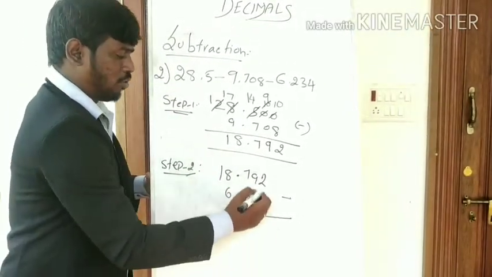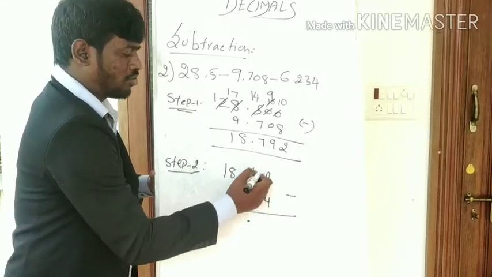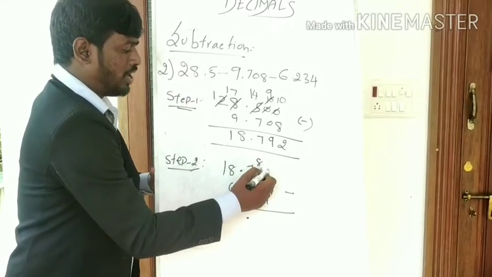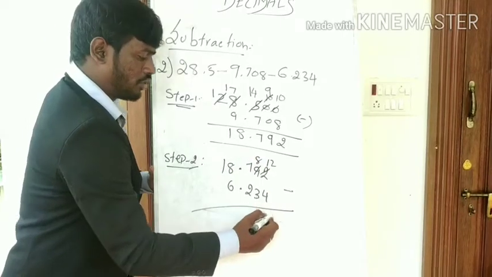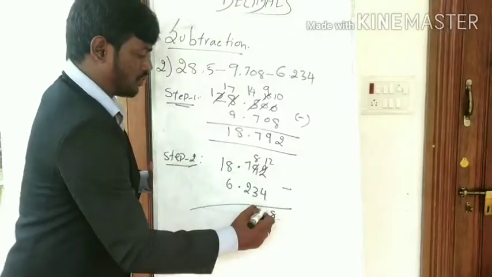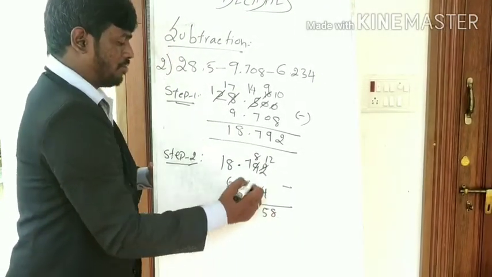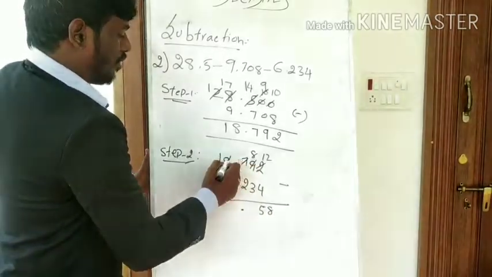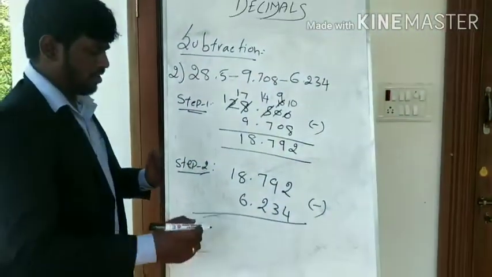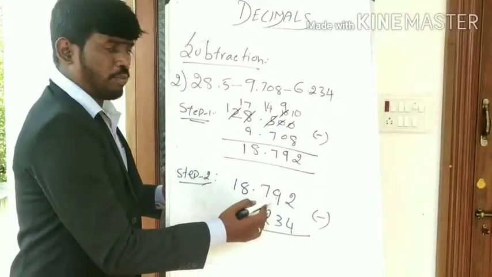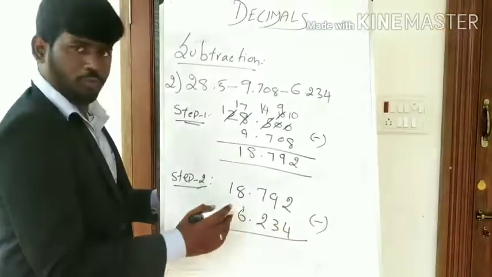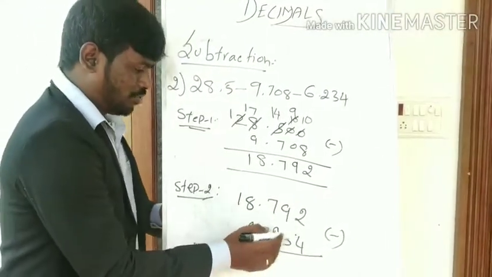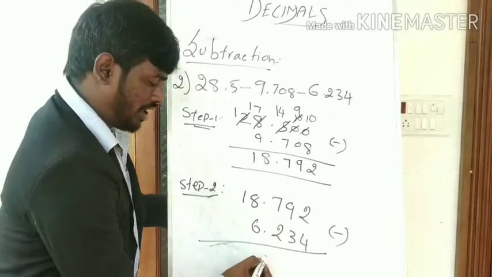Now I go to subtract. 2 minus 4. So it's not able to subtract. This 2 is asking to 9. Change into 8. So change into 12. 12 minus 4, 8. 8 minus 3, 5. 7 minus 2. Step 2. 18.792 minus 6.234. Both are like decimal. So we keep the point first.